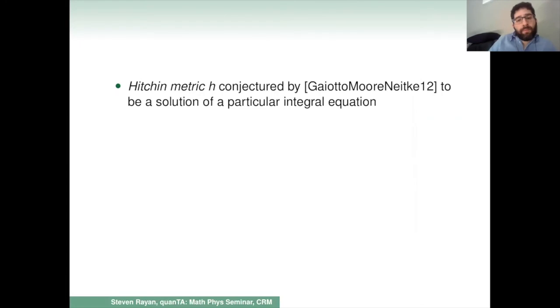Now, sticking with the elements of the hyperkähler structure, this Calabi-Yau metric, the Hitchin metric, has been conjectured recently by physicists Gaiotto, Moore, and Neitzke to be a solution of a particular integral equation coming from a certain path integral formulation.